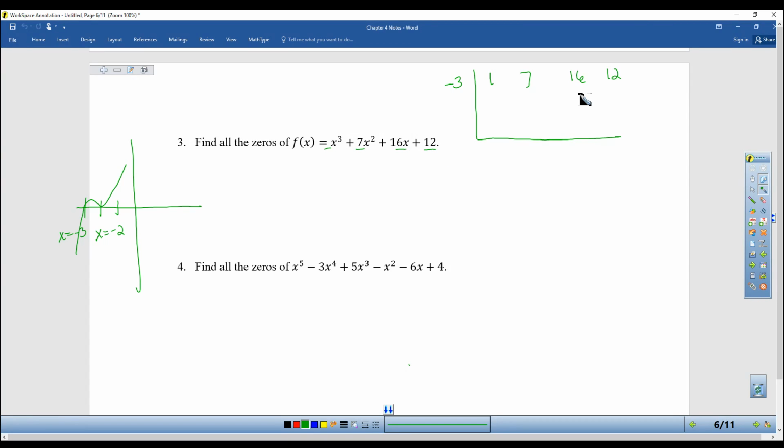16 and 12. 1. Add, multiply, add, multiply, add, multiply, add. Now I'm going to put my 2 in. Add, multiply, add, multiply, add. And then now I know that my factors are x plus 3. This one didn't ask for factors, but I'm just trying to review every concept. The other factor is x plus 2. And the last factor is also x plus 2.